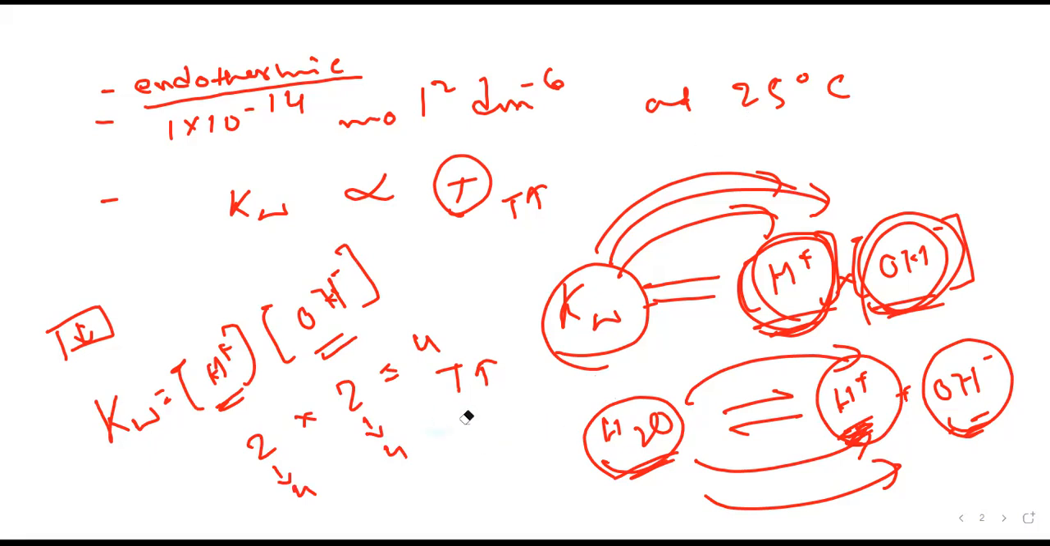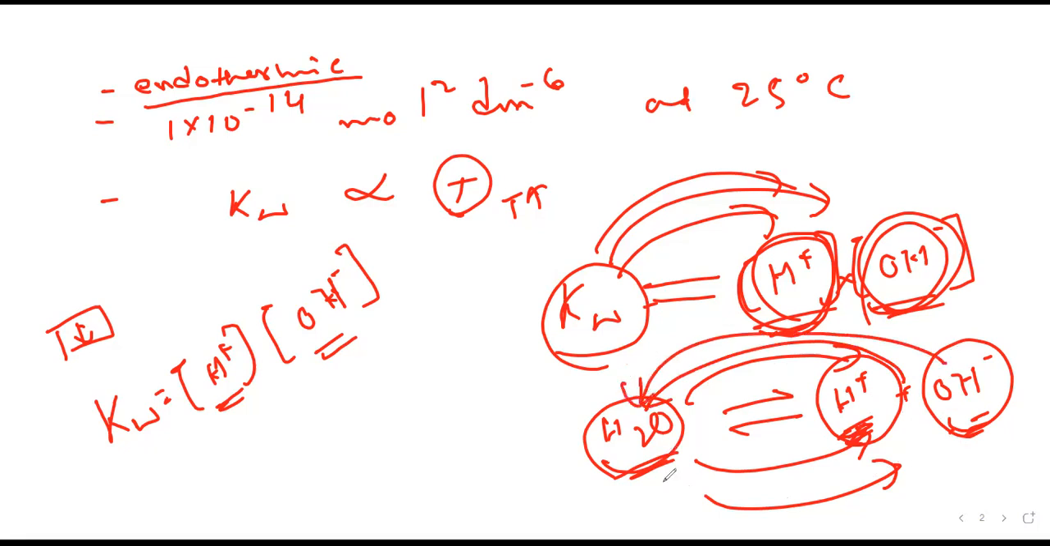Similarly, the reverse happens if the temperature is decreased. If temperature is decreased, the equilibrium moves to the backward direction to increase the temperature, which is actually the exothermic reaction. So moving to the backward direction, what does that do? It actually decreases the concentration of H plus and OH minus. As a result, more H2O is produced, so the concentration of water increases, but the concentration of these ions decreases.